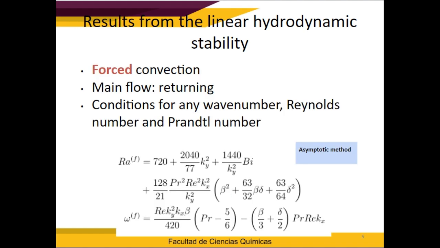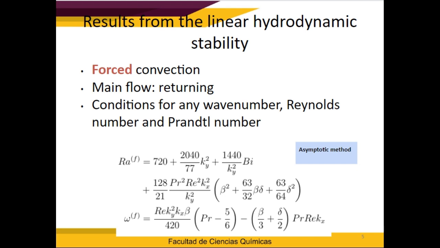What happens for the case of forced convection in a Newtonian fluid layer heated from below and bounded by purely thermal conducting walls? Again, analytical expressions for the hydrodynamic stability can be found. These are shown in this slide. Notice that in this case, the Reynolds and the Prandtl numbers appear. An asymptotic method was also used to obtain these expressions.